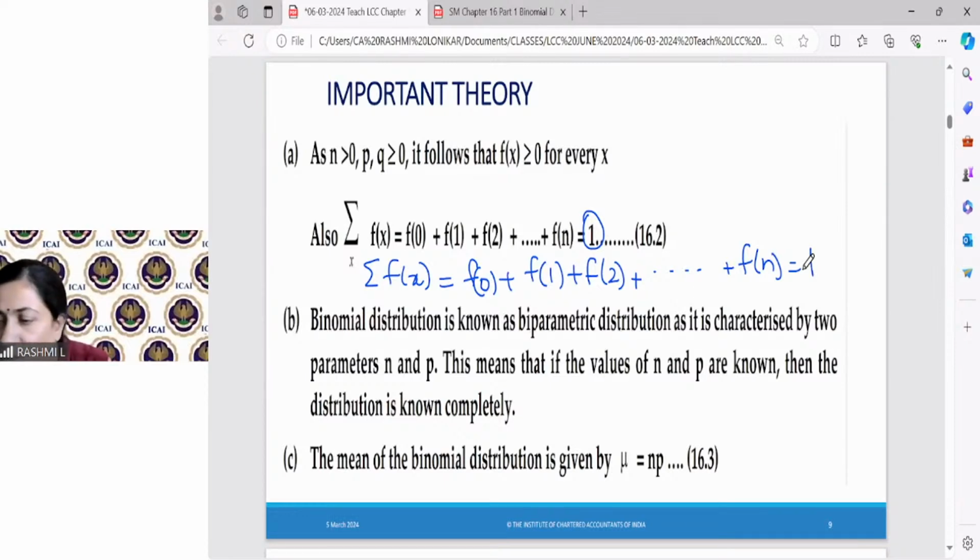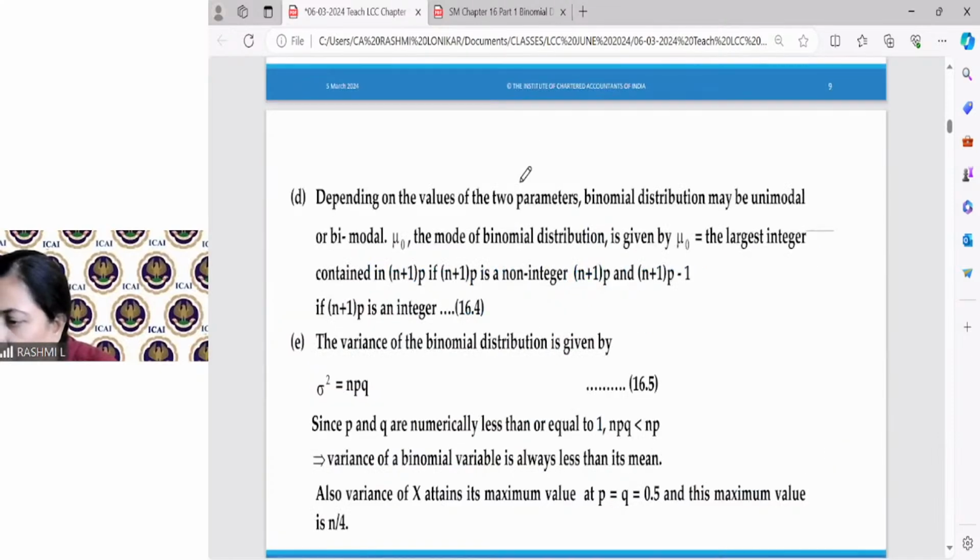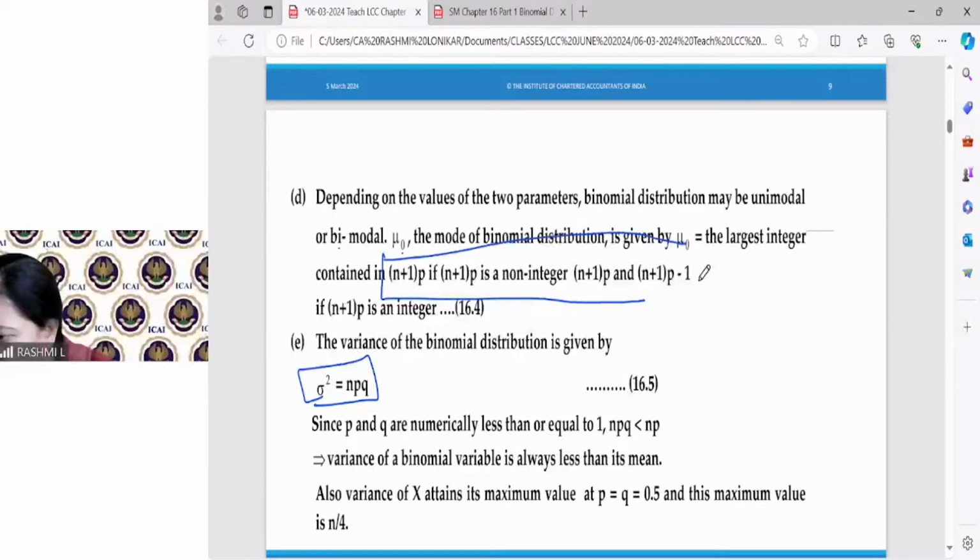Then we have that binomial distribution is known as biparametric. Why biparametric? Because the parameters that describe a binomial distribution are two. Which are those? n and p. And the mean is given by n into p. Then we talked about the mode being unimodal or bimodal, and then variance being equal to npq. And this depends on whether it is a non-integer or an integer.